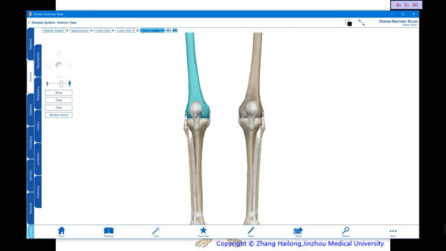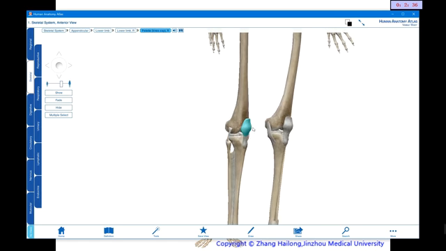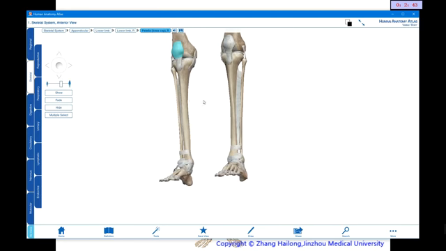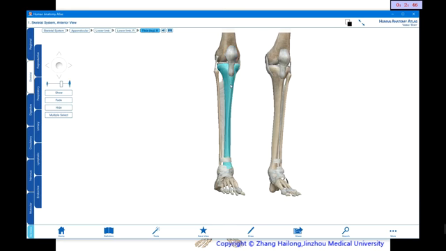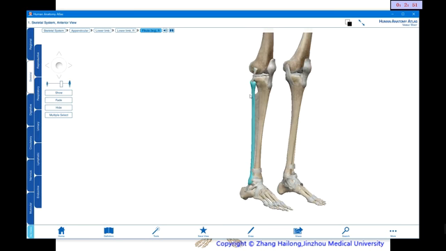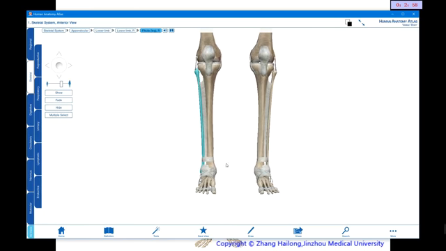And in front of your knee, there is the biggest sesamoid bone. This one is the patella. Okay. And in your leg, there are two bones. The medial side is the tibia. The lateral side is the fibula. The tibia is very strong. The fibula is very thin. And then in your foot, it's all the bones of your foot. Okay. This is the composition of the bones in our body.